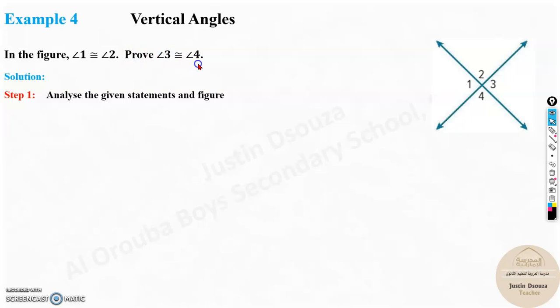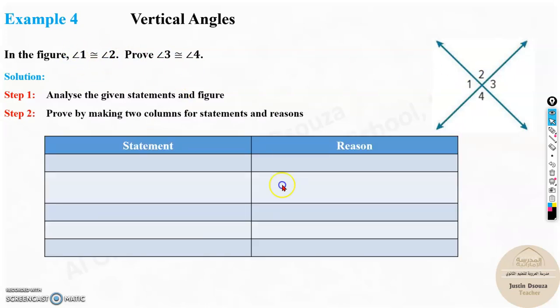Now let's see. First, we have to analyze whatever is given. So we have to prove 3 and 4. We know 1 and 2 are equal. Now, make the two columns, statement and reason. Over here, the first one, angle 1 is congruent to angle 2. That is given. What are the next things? We know 1 and 3, see, 3 and 4 is what we have to prove, that we'll prove in a while. But because these are vertical angles, we know 1 and 3 and 2 and 4 are congruent. That is from the vertical angles theorem.